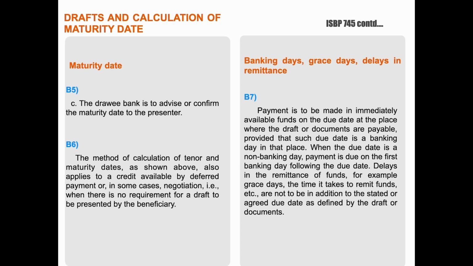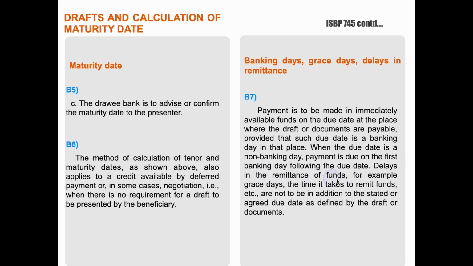If the due date is not a banking day for the issuing bank, then the date will fall on the next following working day. This applies to all the banks, right? That is what is discussed further. When the due date is a non-banking day, the payment is due on the first banking day following the due date, right? So when the due date is a holiday or a non-banking day at the place of the bank which is going to make the payment, then the due date will fall on the next following banking day.